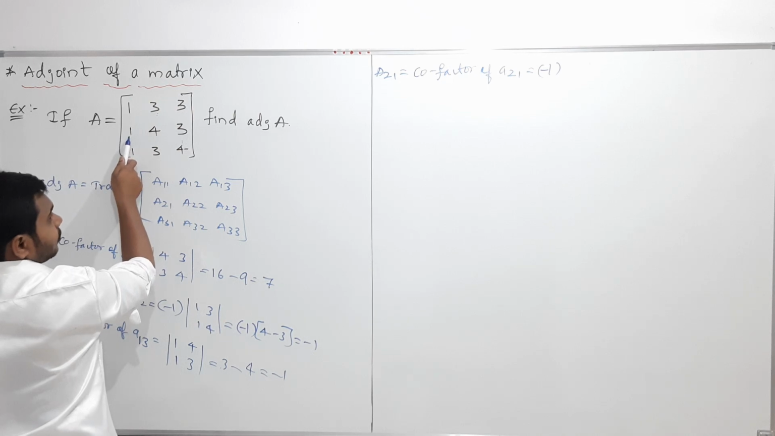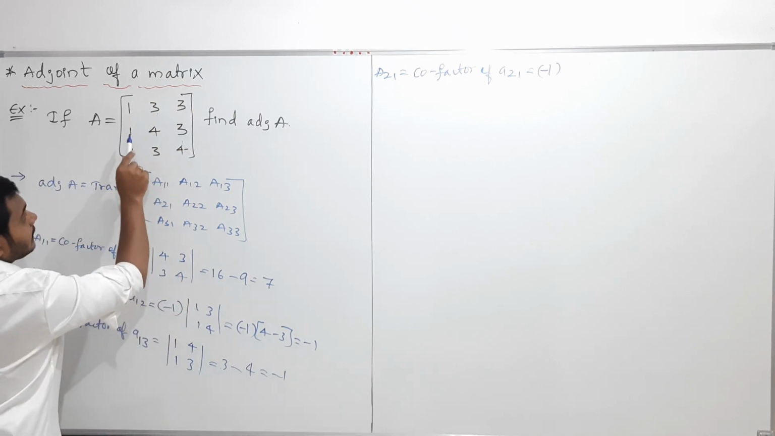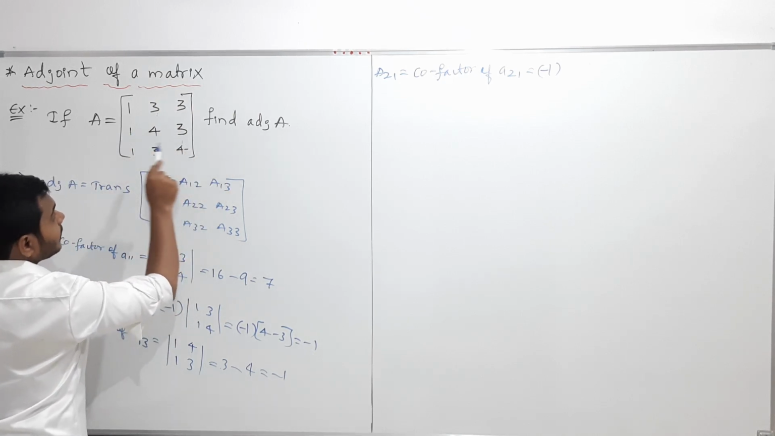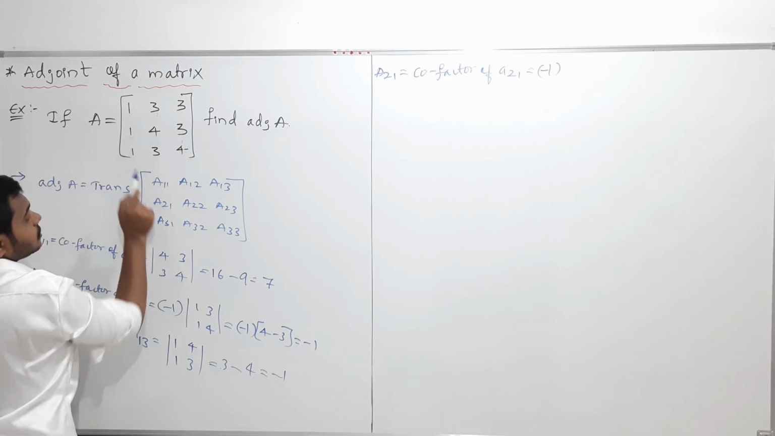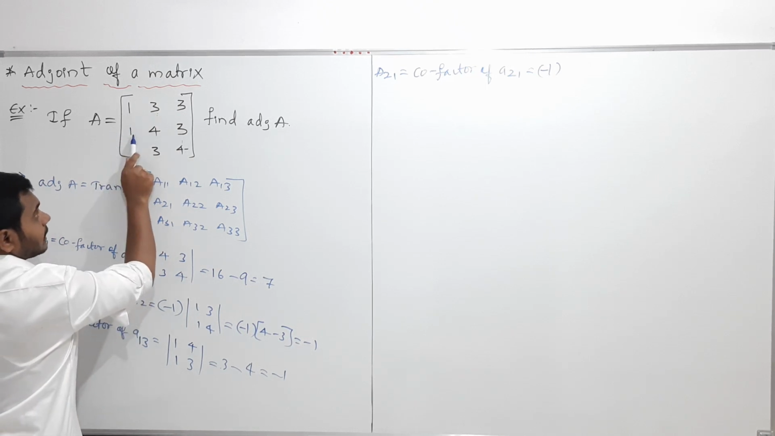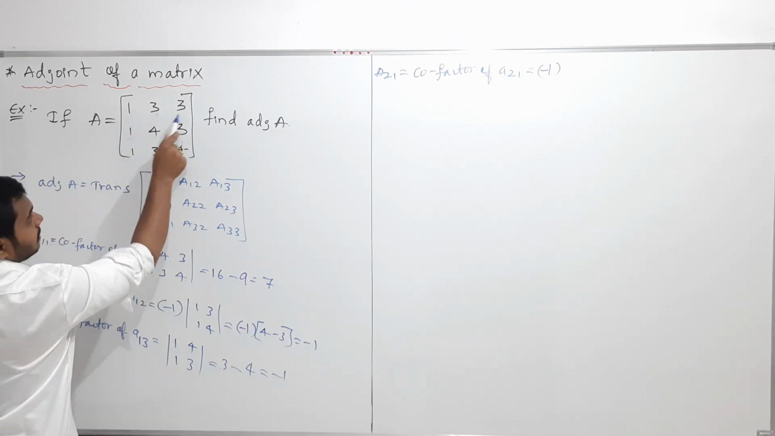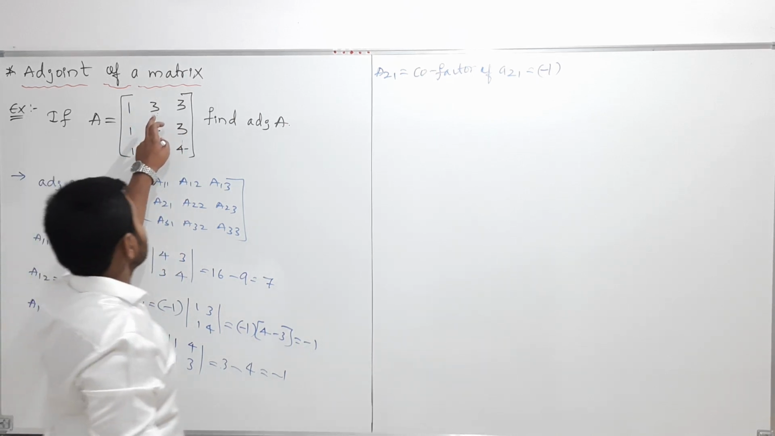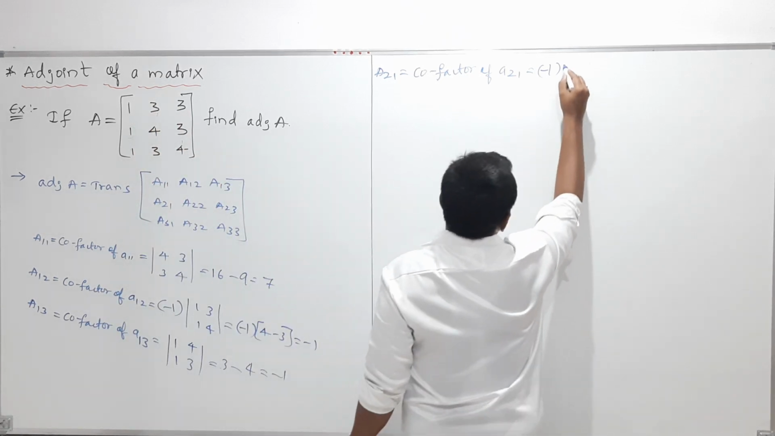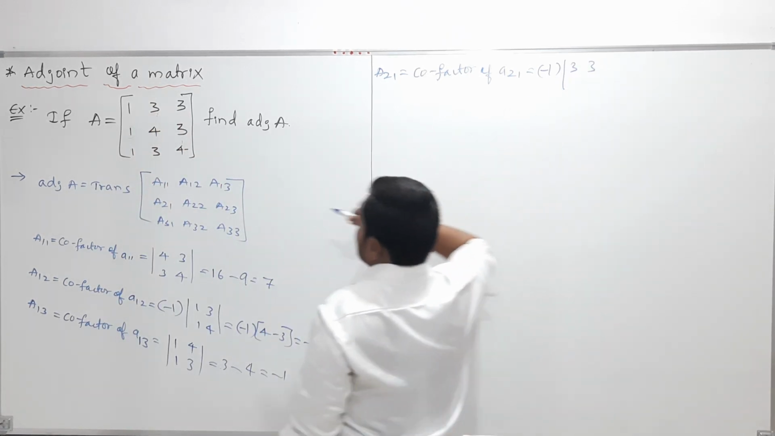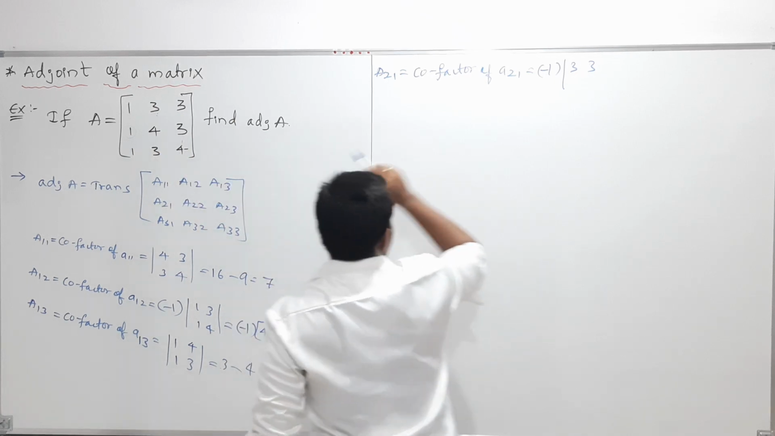So the minor of A21. How will you calculate the minor of A21? I require the A21, meaning this element. So for the minor of the A21 element, I should delete this row and this column, and take the determinant of the remaining elements. So what are the remaining elements? Here it is the determinant of 3, 3, 3, 4.